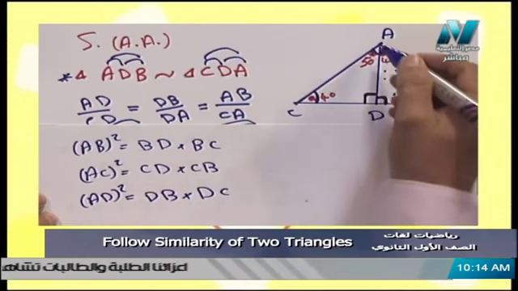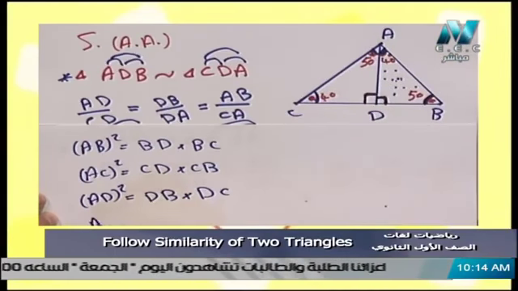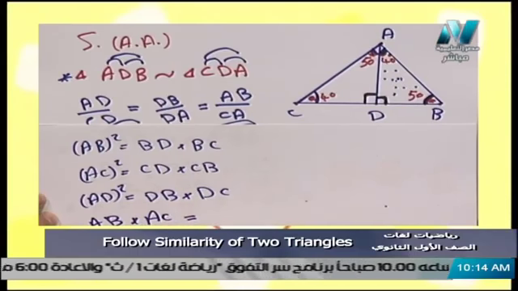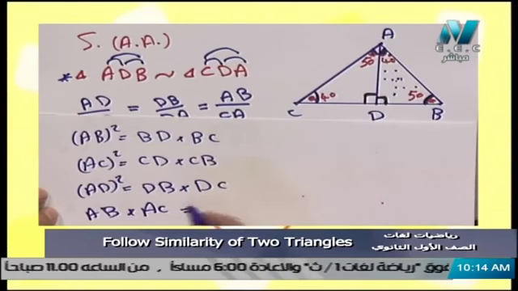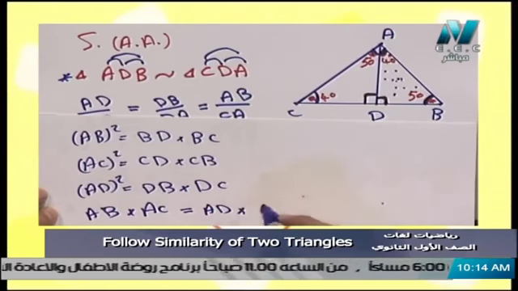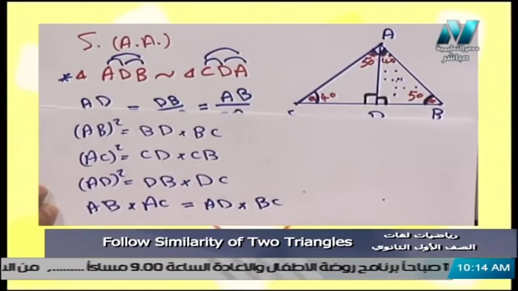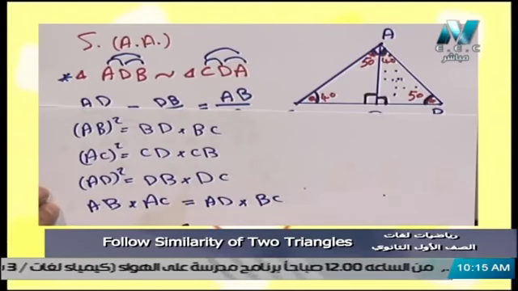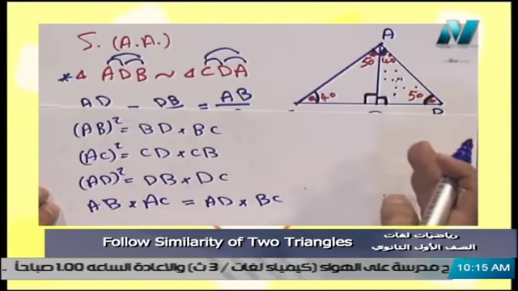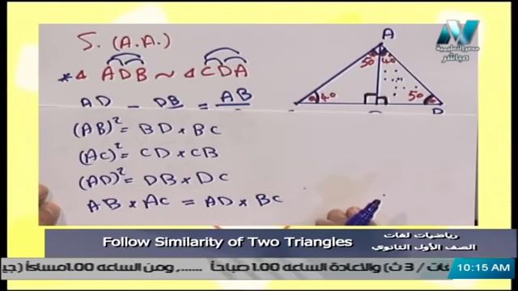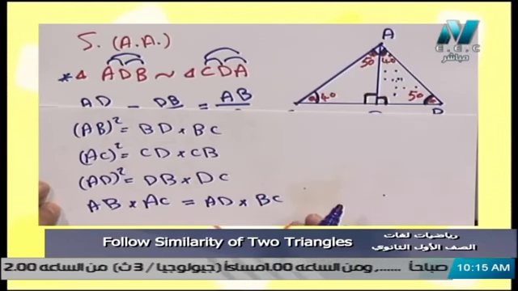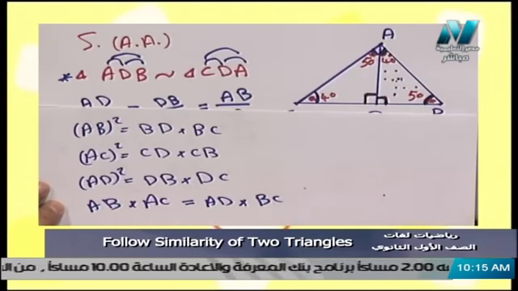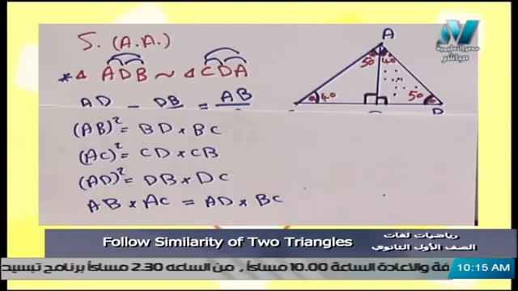And finally, we can use that AB times AC equals AD times BC. And we can use these rules directly to find unknown sides, as in the following example, where it's x or y. Let's move to the next example to understand that well.